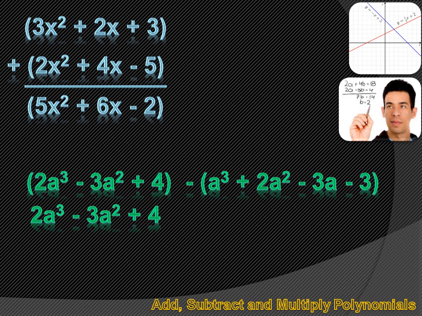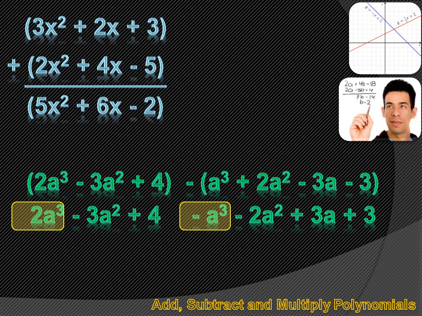And that negative sign means I'm going to change the signs in front of each and every monomial inside that polynomial. So my a cubed becomes minus a cubed. My positive 2a squared becomes minus 2a squared. My minus 3a becomes positive 3a. And my minus 3 becomes positive 3. Now I just combine my like terms.